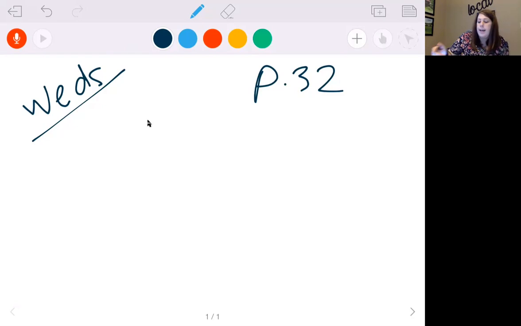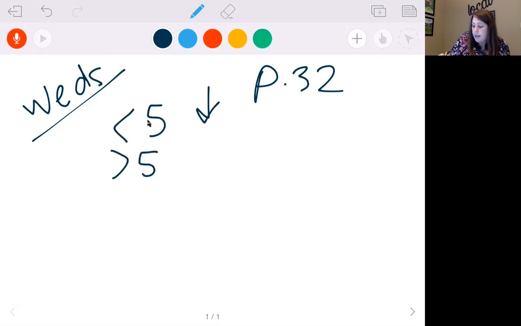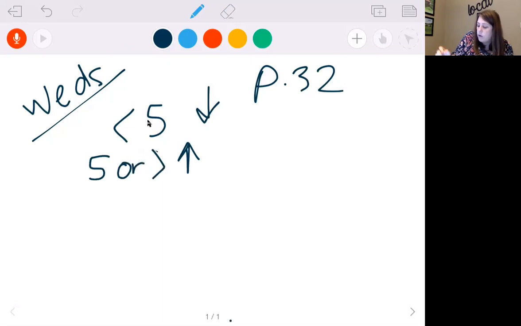If it's less than 5, round down. So less than 5, round down. If it's greater than 5, it rounds up. If it's 5 or greater, sorry, I probably should erase that. And let's put 5 or greater. 5 or more, we go up. Less than 5, we stay the same.